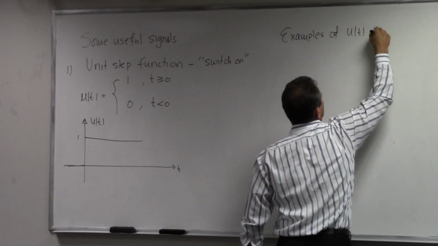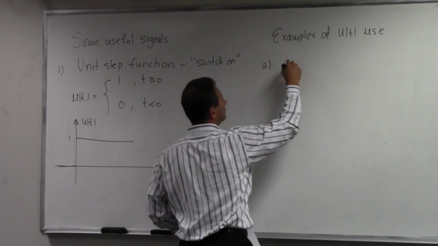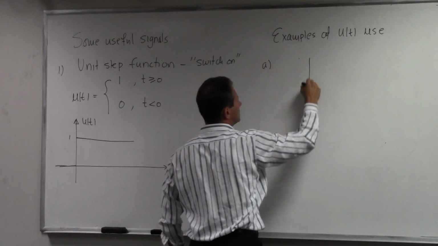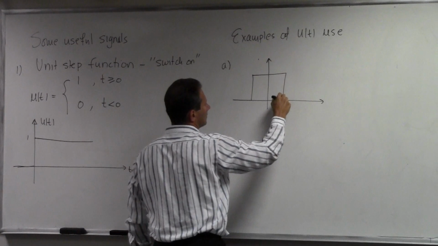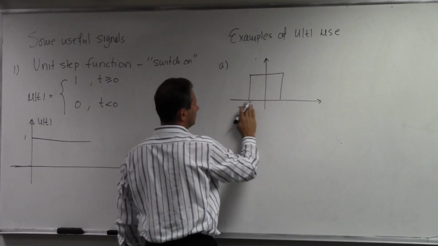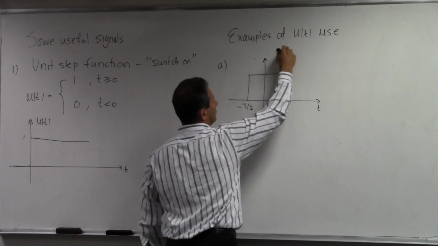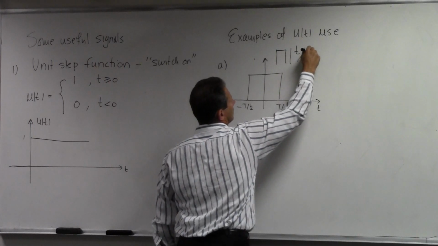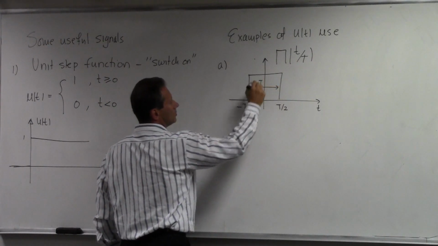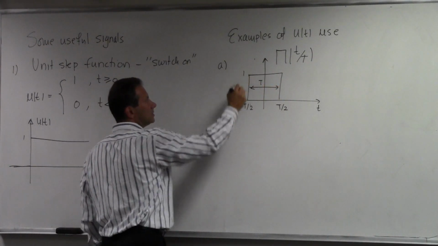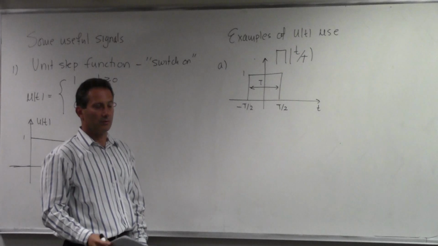First example I have is what we call the rectangular pulse. This is a function, or rather signal, that looks like this. The notation we use here is p(t/T). This is the pulse that has a length or duration of capital T. It is centered at the origin. It starts at minus T/2 and extends all the way to T/2.